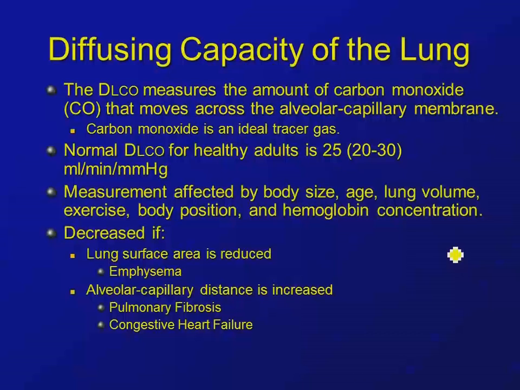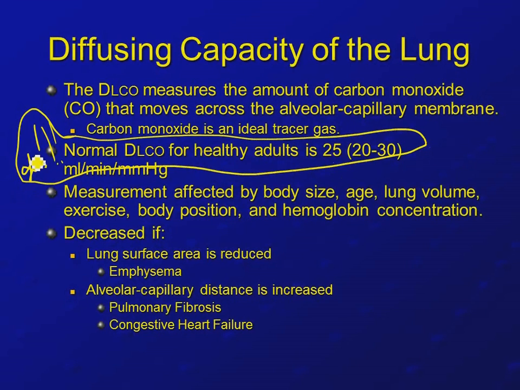The normal value for a healthy male, 70 kilograms, our fictitious normal is 25 milliliters per minute per millimeter of mercury of carbon monoxide. 25 milliliters per minute per millimeter of mercury. That's the normal value. I believe that's one of your objectives.